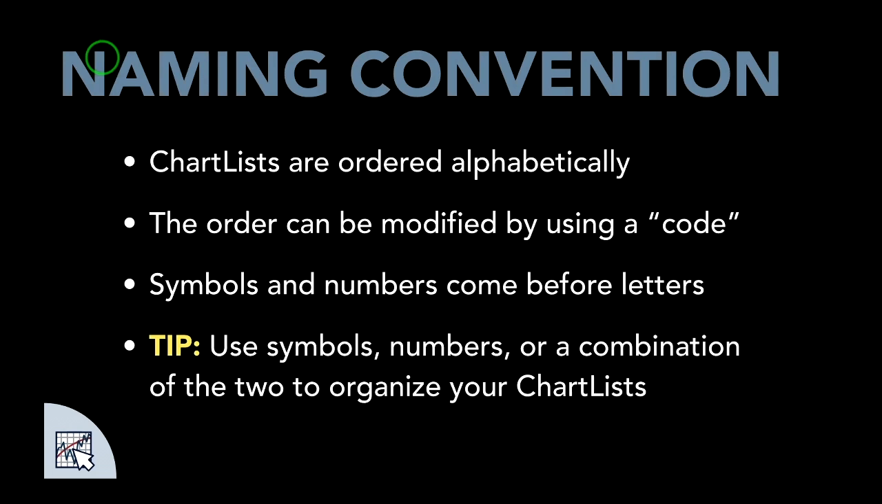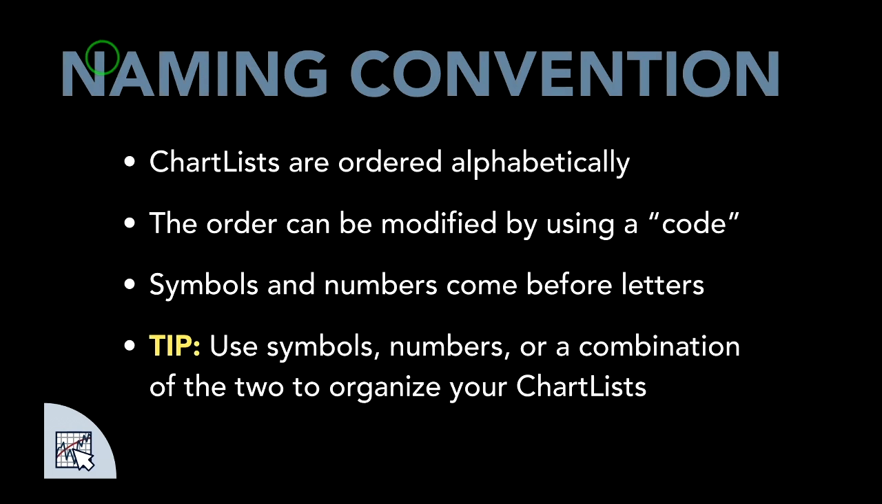However, the order can be modified by using what we call a code. You can add symbols and numbers to the names of your chart lists, and those will modify the order because symbols and numbers come before letters in our order of chart lists. So the tip here is that you can use symbols, numbers, or a combination of the two in any customized code naming convention that you come up with, something that makes sense to you, to modify the organization and the order of your chart list.